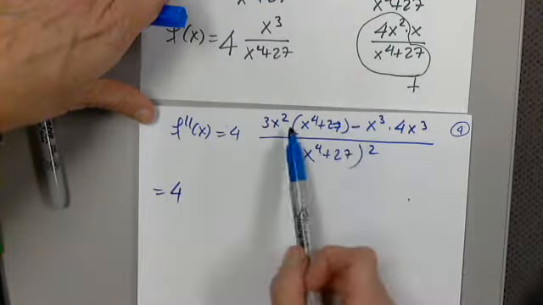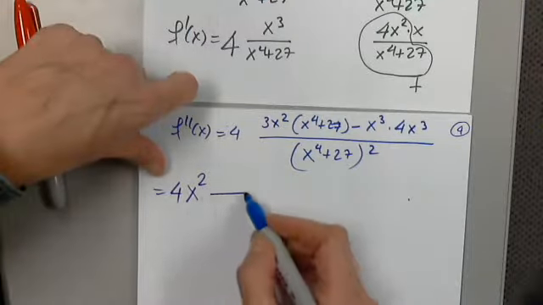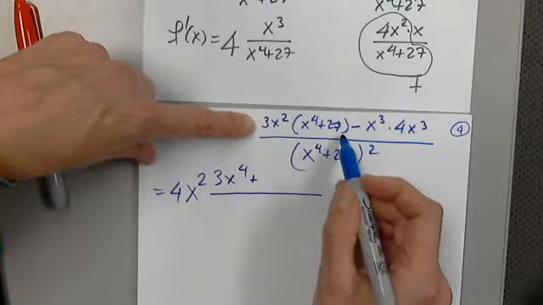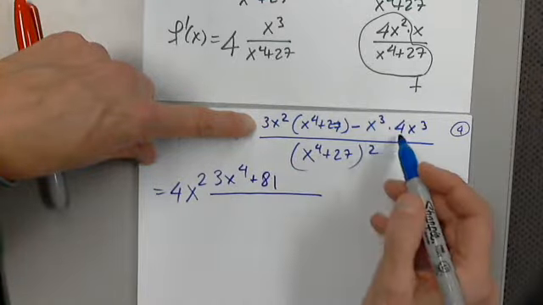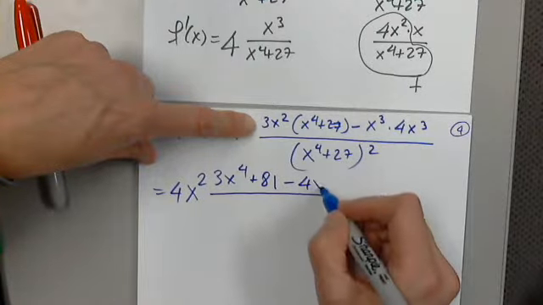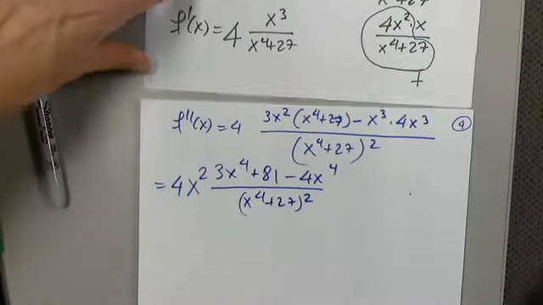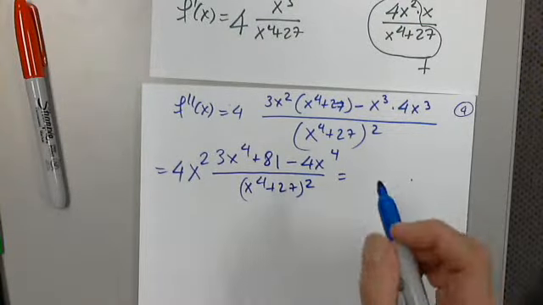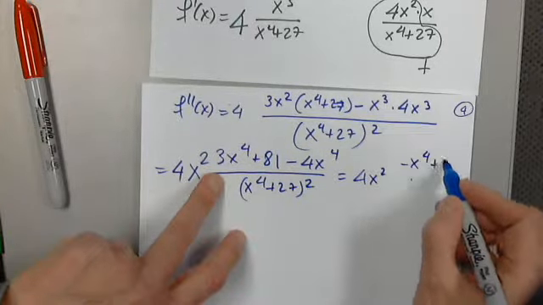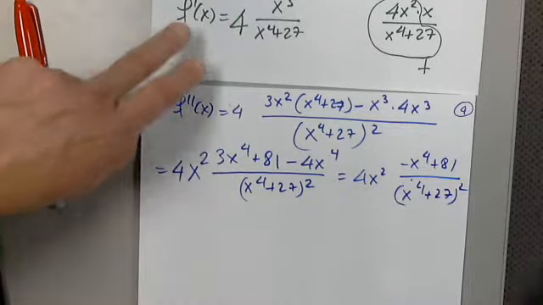Obviously, I will factor out an x squared. And then 3x to the 4th plus 81 minus 4x to the 4th over (x to the 4th plus 27) squared. So now I have 4x squared times (negative x to the 4th plus 81) over (x to the 4th plus 27) squared.